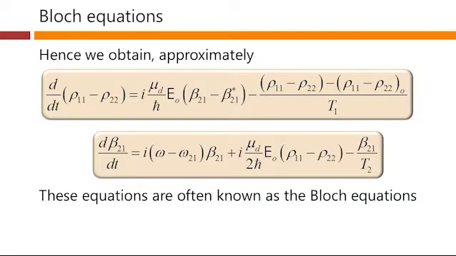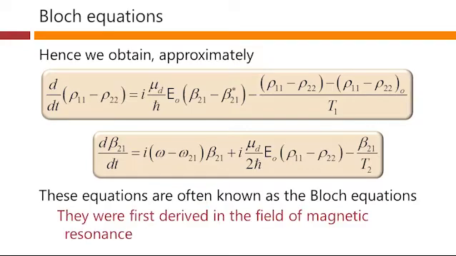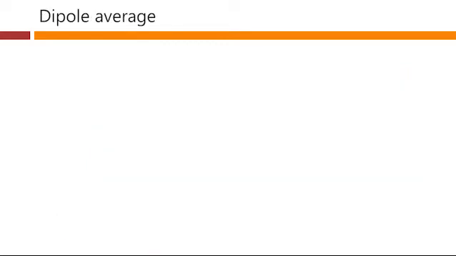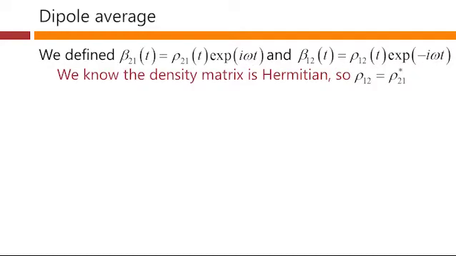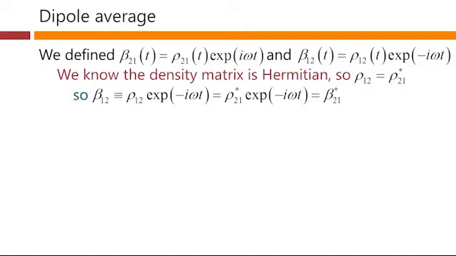These equations are often known as the Bloch equations, and they were first derived in the field of magnetic resonance. Now, we defined beta 21 to be this and beta 12 to be this. We know the density matrix is Hermitian, so rho 12 is equal to rho 21 star, and so beta 12, which is this, is equal to beta 21 star, which is this.